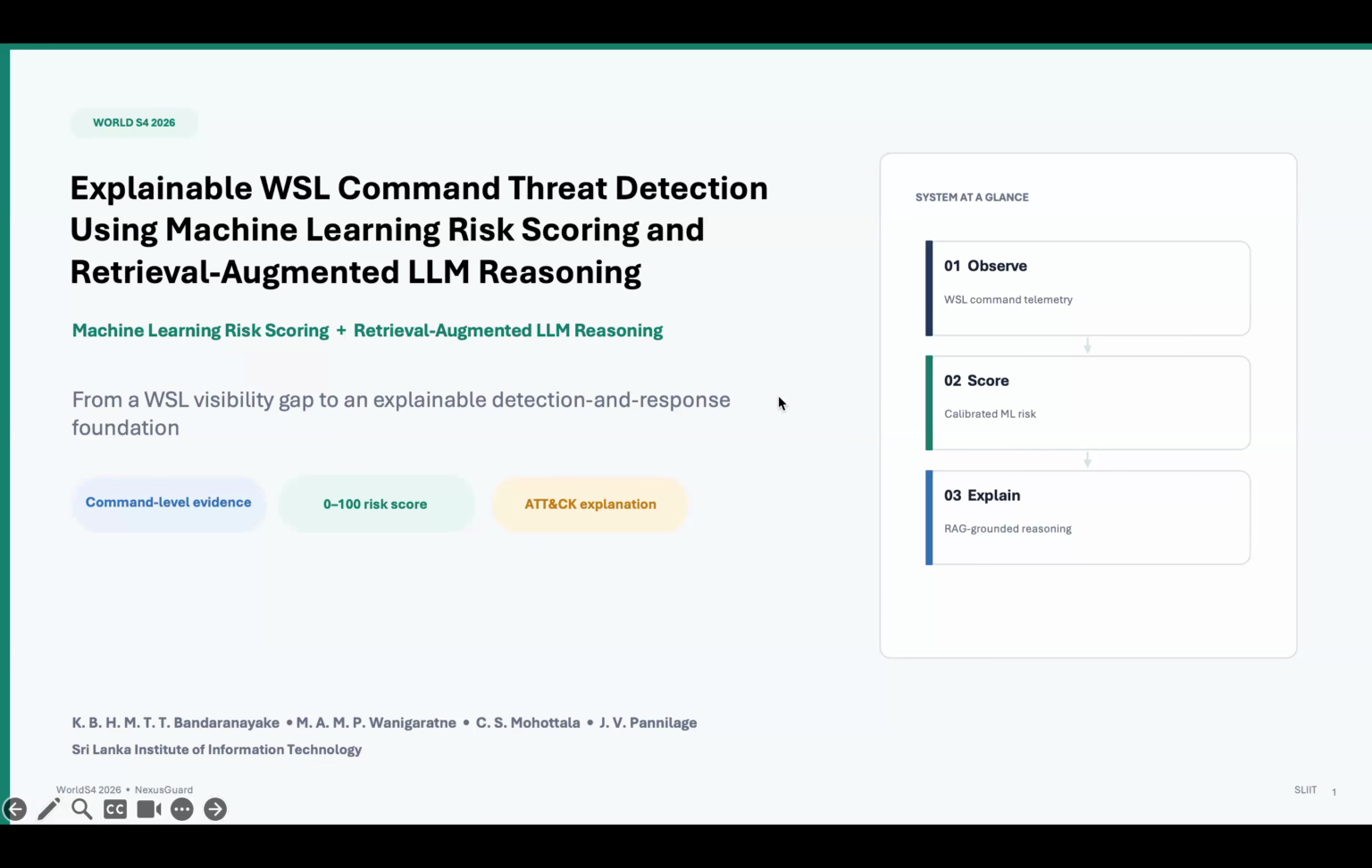Can anyone please tell me whether my screen is visible or not? Yes, your screen is visible. Right, perfect. Good day to you, everyone.